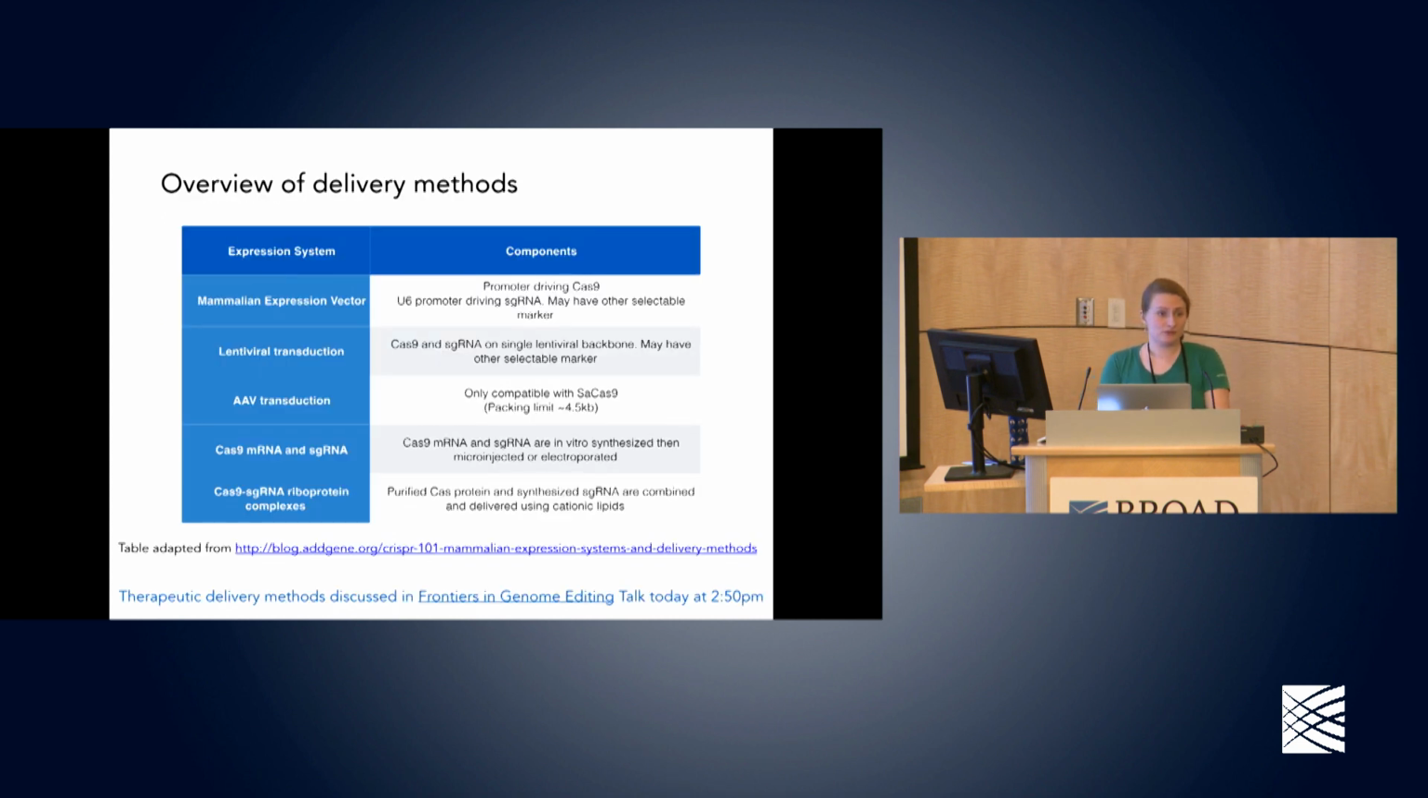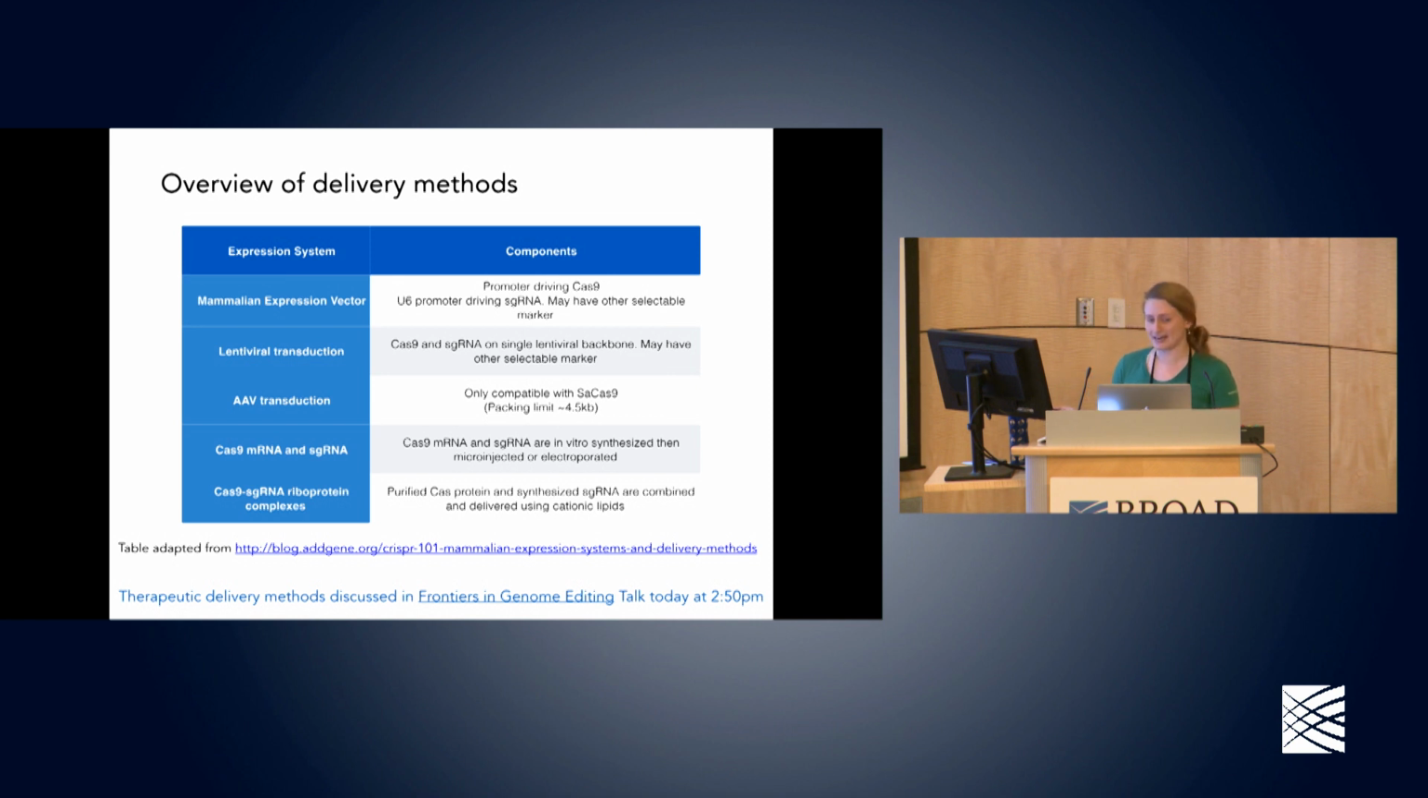There are many other delivery methods that you can use to deliver your Cas9s to test them or to use them in an experiment. So again, you can transfect using these mammalian expression vectors. If you're doing lentiviral transduction, you need to have a lenti-based backbone. You can also have other selectable markers. If you're doing AAV transduction, if you want to include the Cas9 and the guide on the same plasmid, it's ideal to work with saCas9 because of the small packaging limit.